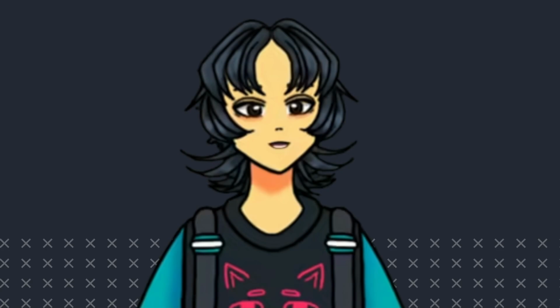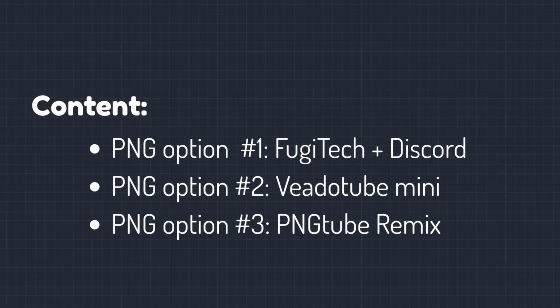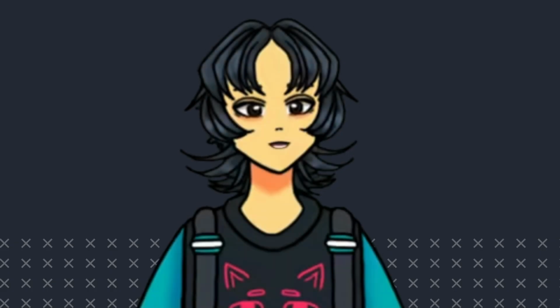So here is the breakdown of the contents for this video. First one is FugiTech and Discord. Second option is Veadotube Mini, and the third option is PNGTube Remix. These options are based on the level of commitment of being a PNG character. So I'll be sharing the levels of being a PNGTuber from easy to hard mode. So let's get right into it.